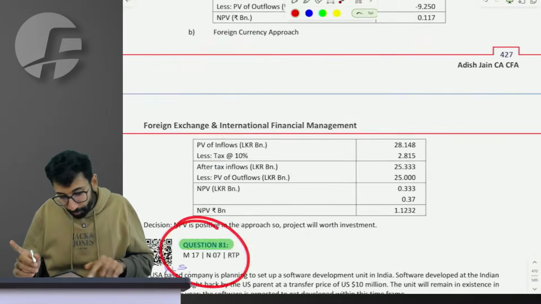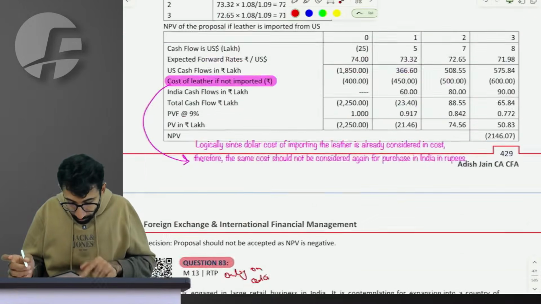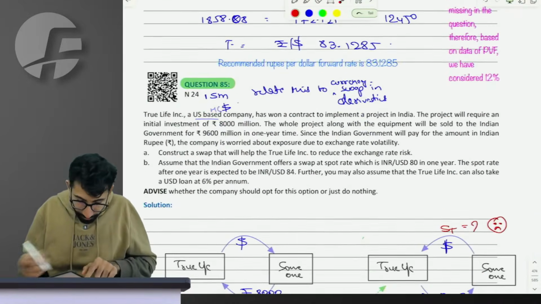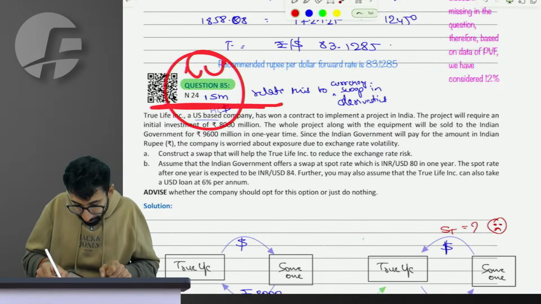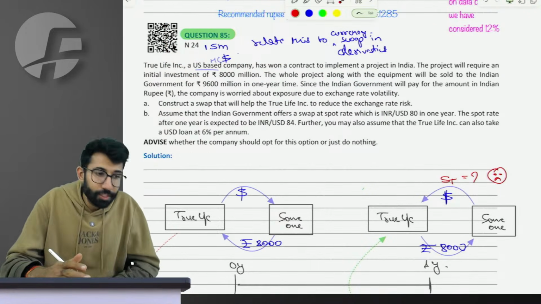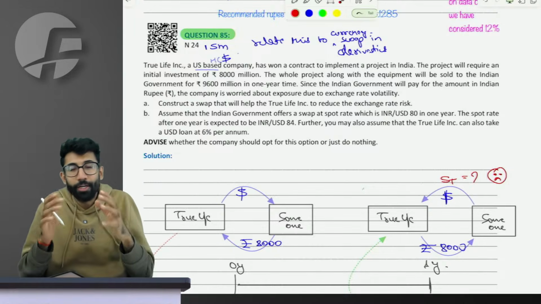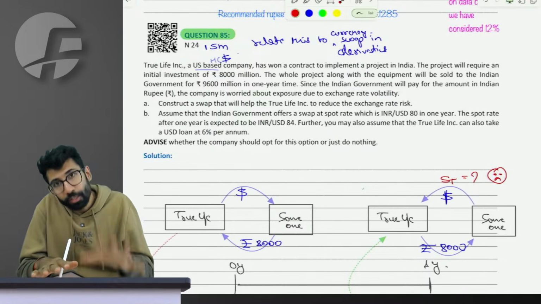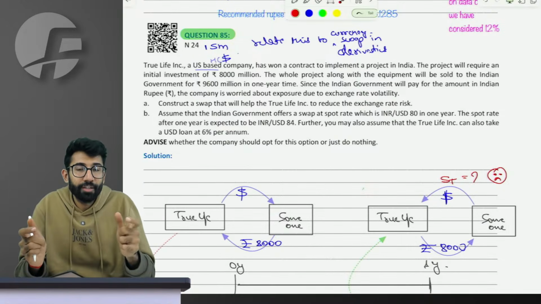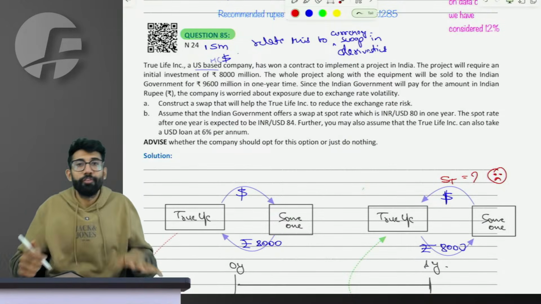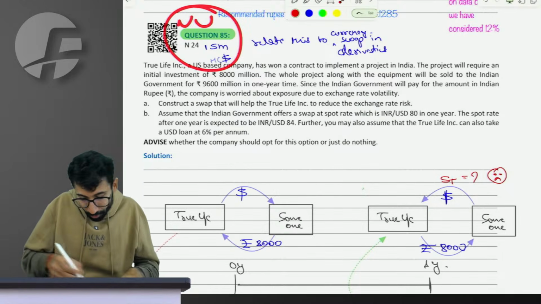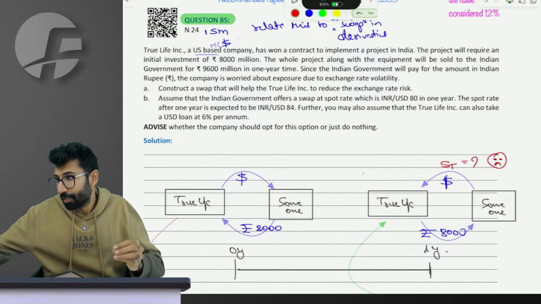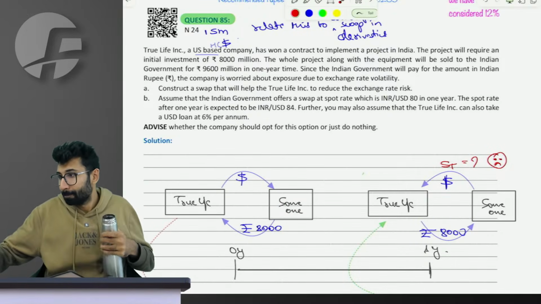I will explain one more question, the 85th question relating to currency swap. In this video I am also trying to cover those questions which are typical in nature, literally easy but a bit different, and do not fit the concept as it is. Question number 85, from the study material, asked by the institute in the November 24 attempt.